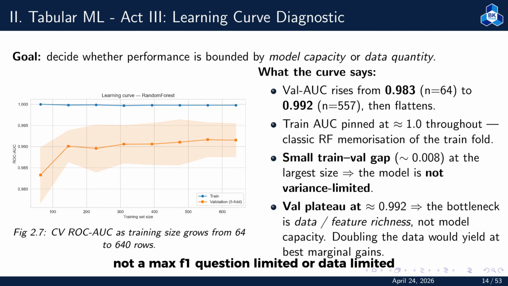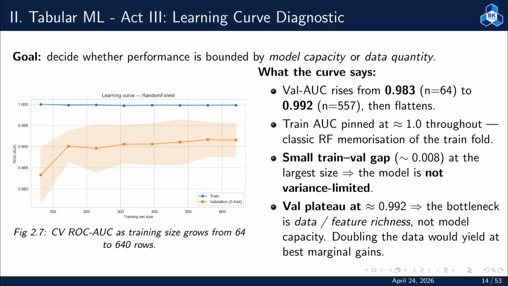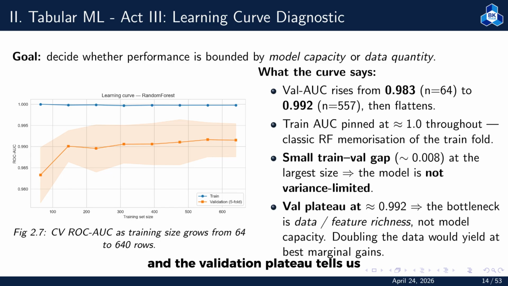Are we model limited or data limited? We ran a learning curve. Validation AUC rises from 0.983 at 64 rows to 0.992 at 557 rows, then flattens. Train AUC sits at 1.0 throughout, classic RF memorization. The small train to validation gap at the largest size tells us we're not variance limited. More regularization won't help. And the validation plateau tells us the bottleneck is data richness, not model capacity. Doubling the data would yield at best marginal gains.